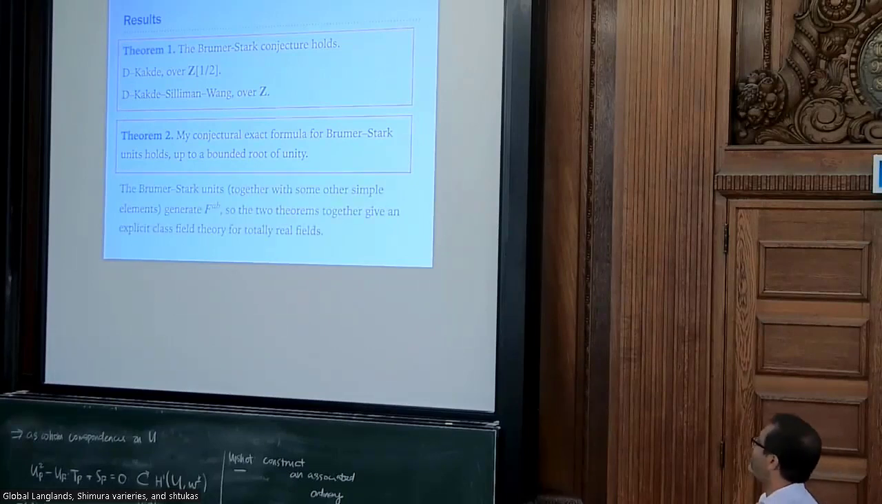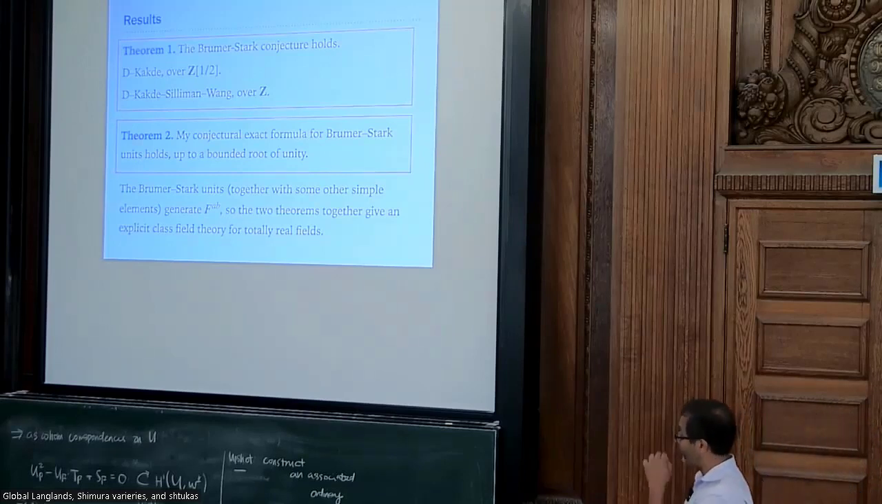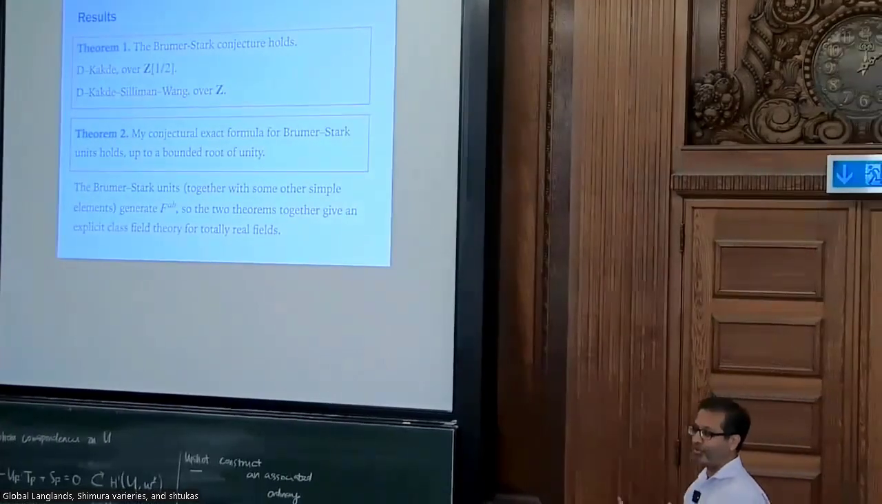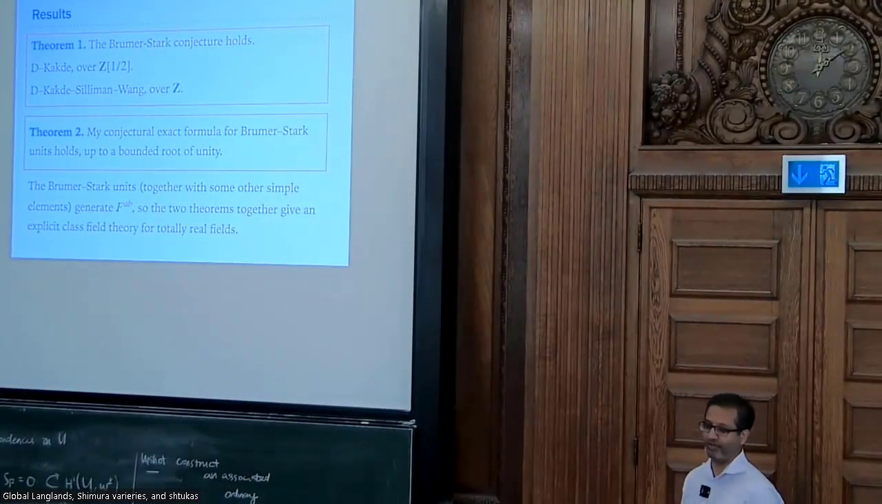And I mentioned this already: the Brumer-Stark units generate F^ab, the abelian extension. So the two theorems together you can view as giving an explicit class field theory for totally real fields. Of course, it's not the final answer because we don't know how to prove, for example, Stark's Archimedean conjectures for these fields. So it's not like we completely understand these fields, but at least we have some way of producing these class fields via p-adic integration.